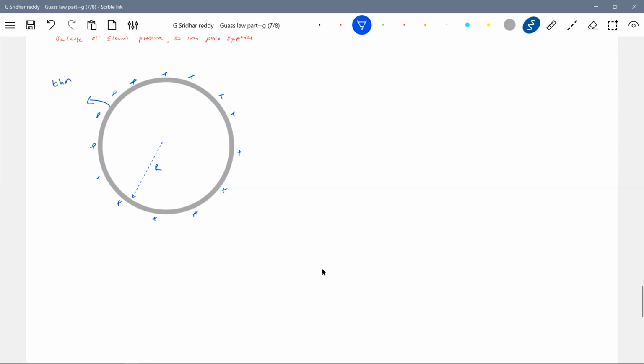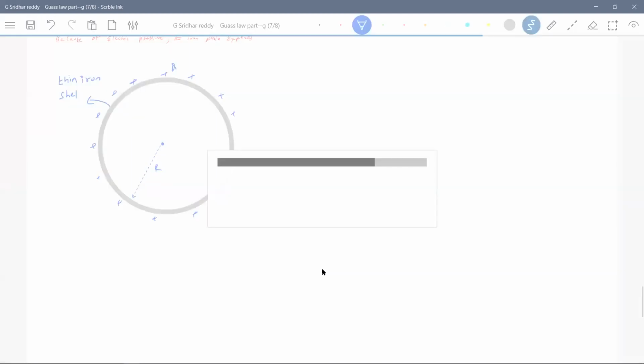Thin iron shell. Okay, no, carry on. So it is carrying a charge Q. Will it expand or contract? If it expands, how will it expand? We should give a reason. You can't just say, sir, expands.